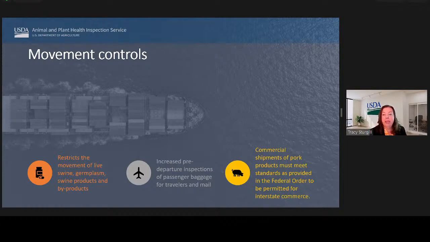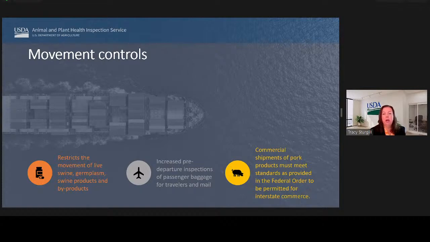But passenger baggage, we increased the inspections of those, and any product containing pork has to be commercially labeled, shelf-stable, canned, hermetically sealed, or fully cooked. No homemade or home-cooked products are allowed. And if it cannot be determined that the product does not contain pork via the labels, then it's not allowed entry into the mainland.